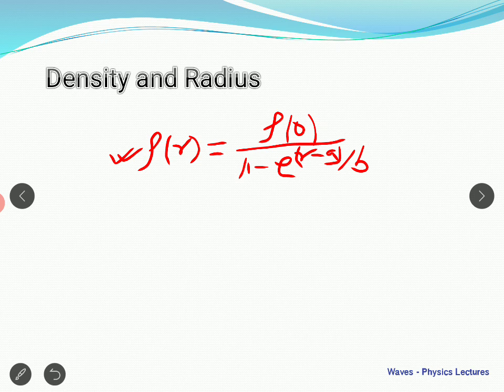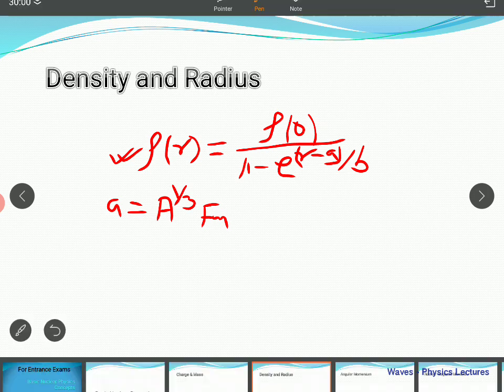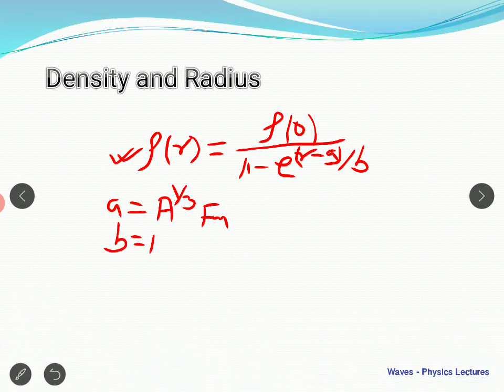So a and b are nothing but parameters. Here a can be written in terms of the mass number, that is nothing but 1.07 A to the power 1 divided by 3, and the unit will definitely be Fermi. So the unit is Fermi here. When we talk about b, the value is 1.055 Fermi. So these are some nuclear constants which are important.